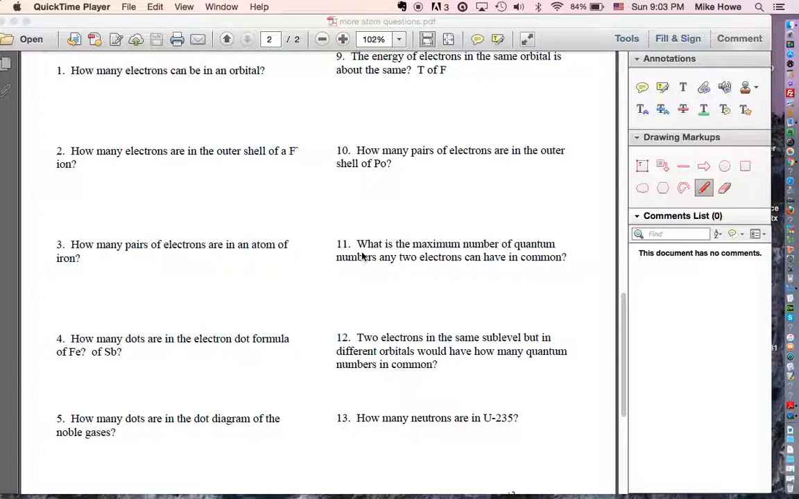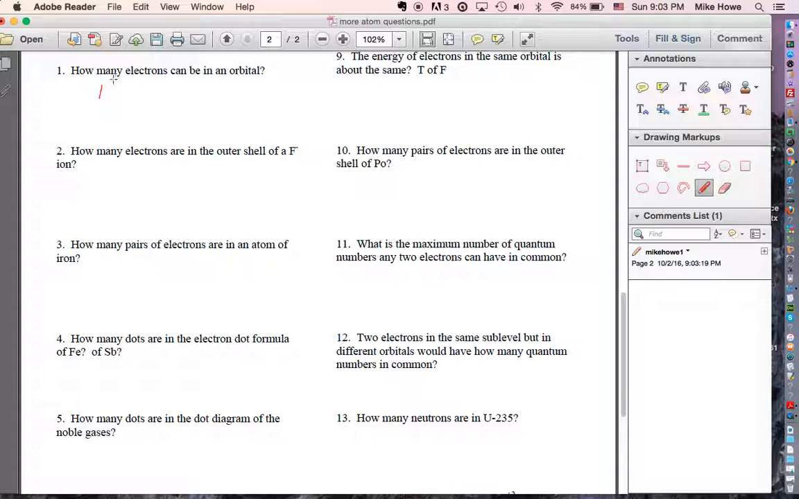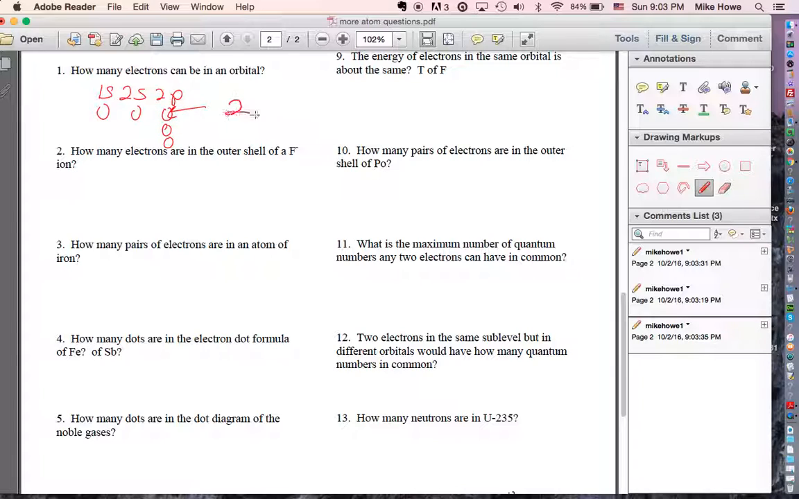So this is the Some Atom Questions page. Getting back to this evening. Question number 1, how many electrons can be in an orbital? Remember, if you're writing electron configurations like 1s and then 2s and 2p and so on, in the s there's 1 orbital, in the p there are 3 orbitals and so on. So how many electrons can be in each one of these orbitals? 2. The answer is 2.